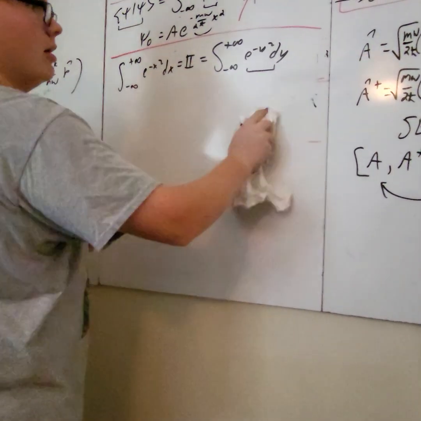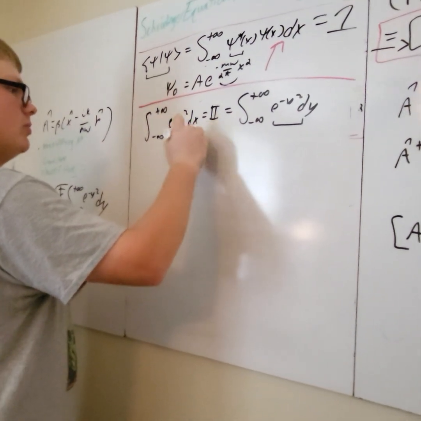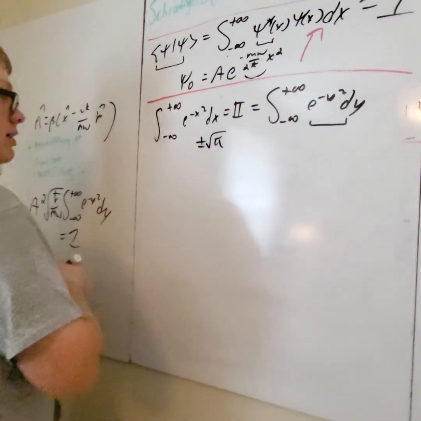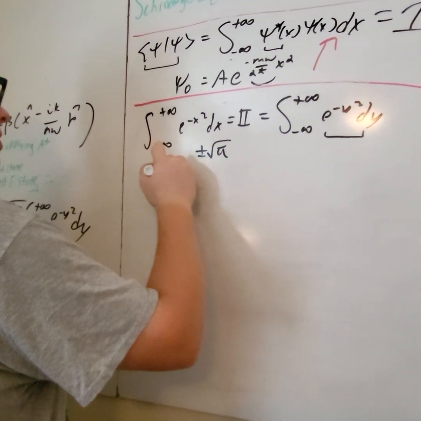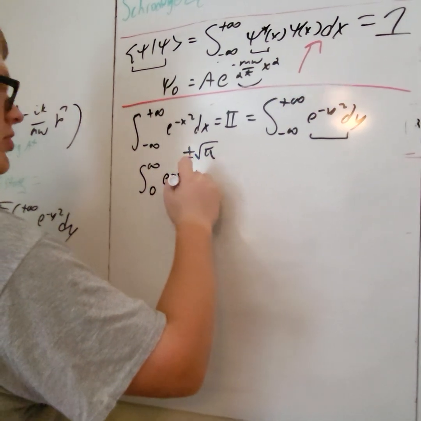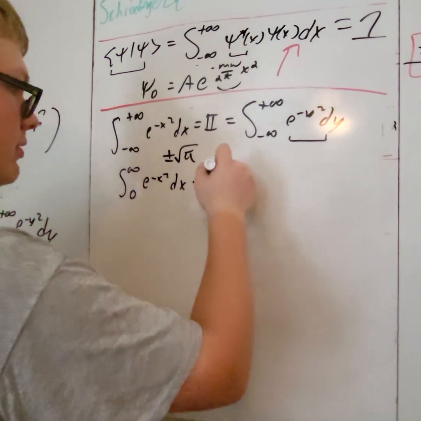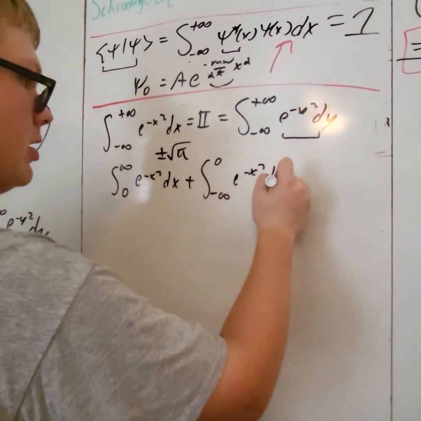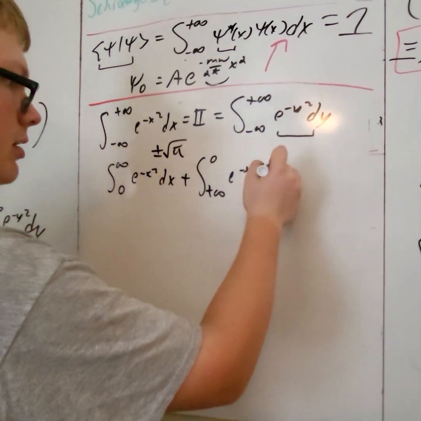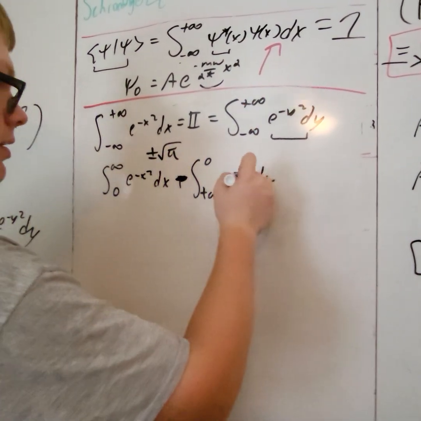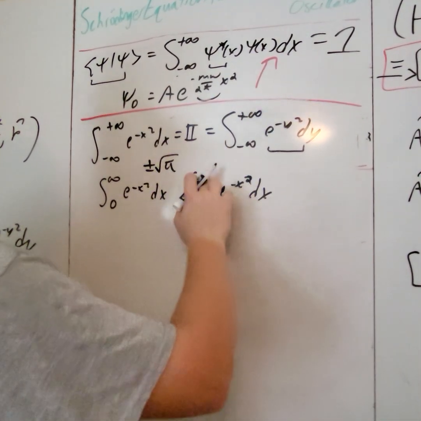That means that our original integral is the square root of that, and it could either be positive or negative square root of pi. We're going to break this integral up like this, from 0 to infinity, and then negative infinity to 0. We're going to do a substitution. We're going to change that to a negative sign, and then that doesn't affect anything. But when you flip the sign, it switches the direction.